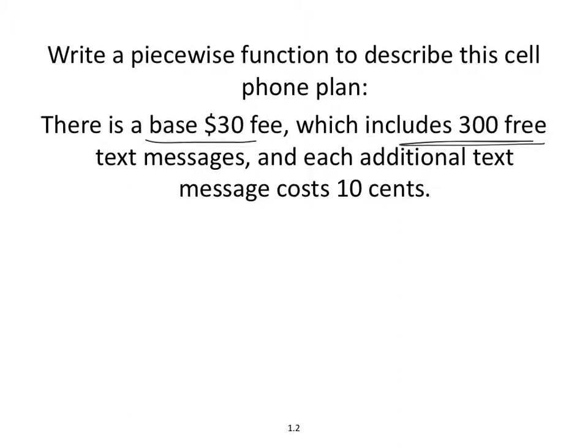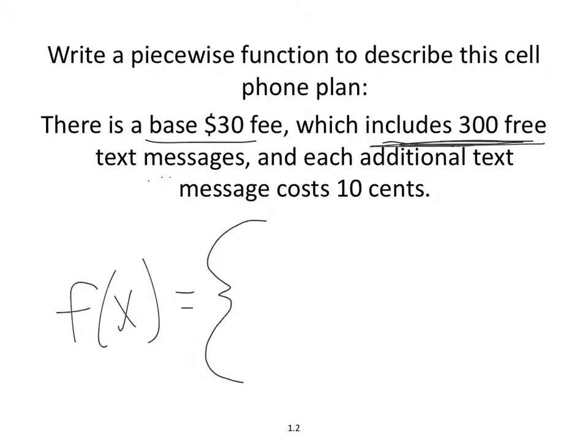So we're going to write a piecewise function. We can use f of x, or P of t, I guess you could use t of m or something like that for text messages. What we're going to do is write it using this curly bracket, and it says it includes 300 free text messages. So as long as I send less than 300 text messages, I don't have to pay anything else.